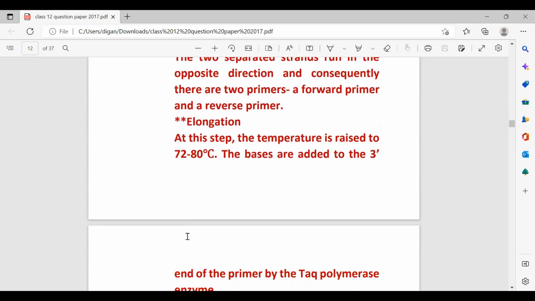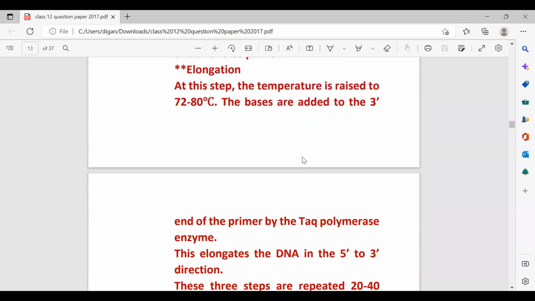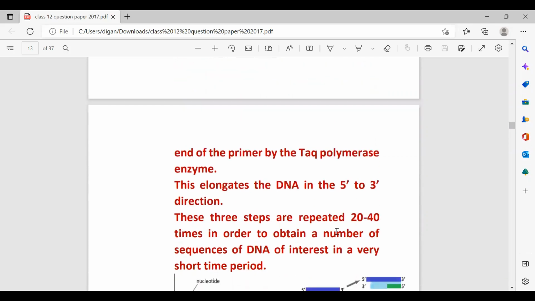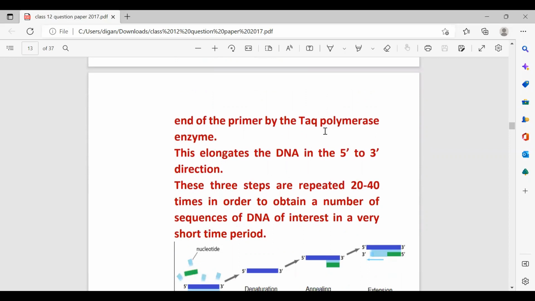Here again the temperature is raised to 72 to 80 degrees centigrade, and as a result the bases are added to the 3' end of the primer by the Taq polymerase enzyme. So the name of the enzyme is important. You have to remember the name of the enzyme. For a one mark question also it is important that it elongates the DNA in the 5' to 3' direction.